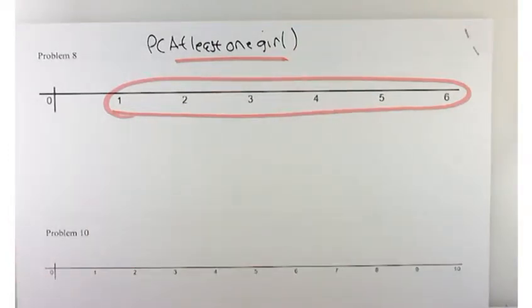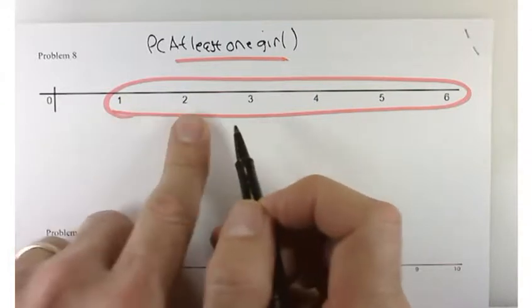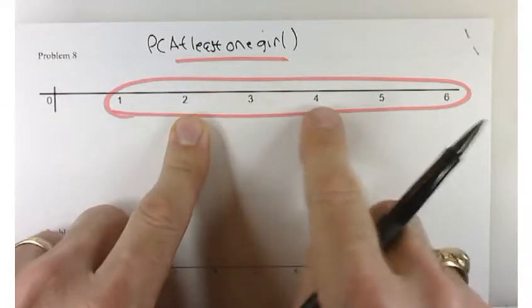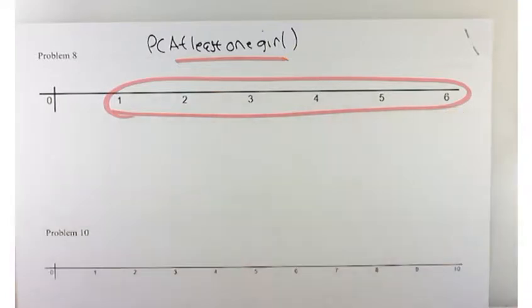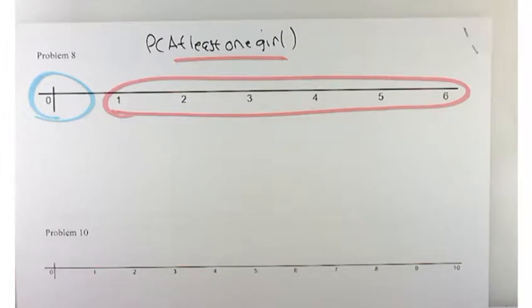Now, calculating this directly would mean the probability of finding one girl plus the probability of finding 2 girls, 3, and 4 and 5 and 6. It'd be a real pain. You really wouldn't want to do it this way. Not without some help. But help is at hand, right? Because we can calculate this with the complement. The probability of at least one.